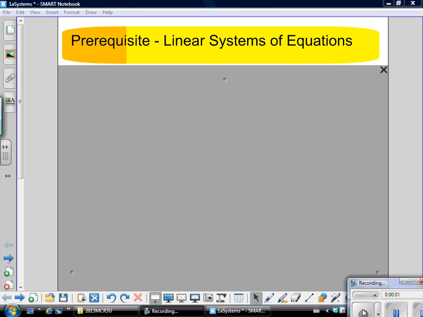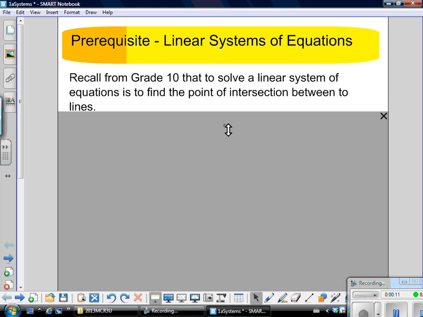Okay, today's mini lesson, still dealing with prerequisite skills: linear systems of equations. This is something that you spend a fair amount of time on in grade 10. And so what you did, first of all, is what did it mean to solve a linear system? It meant that you were finding the point of intersection between lines, if there was one that existed. And you did it a few different ways in grade 10.